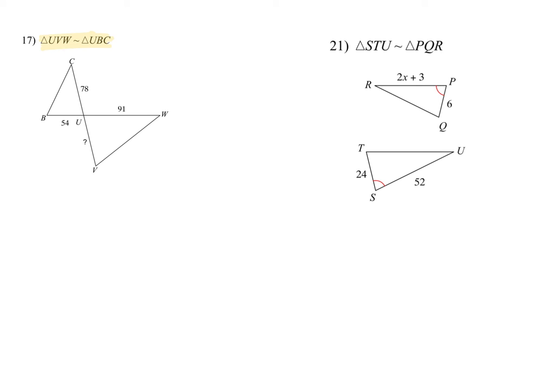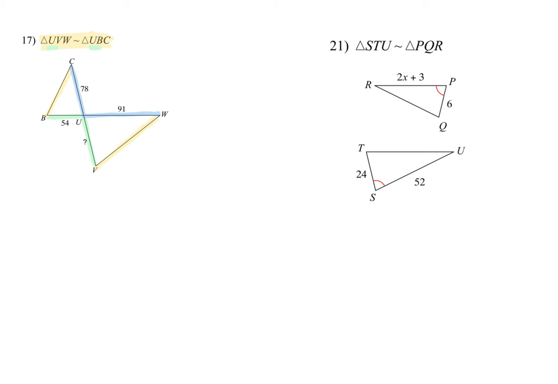All right, so that means U to V should go from U to B. So U to V is going to be compared to U to B. And then V to W should correspond B to C. And then U to W should correspond U to C. And so that's how you want to set up those ratios there.